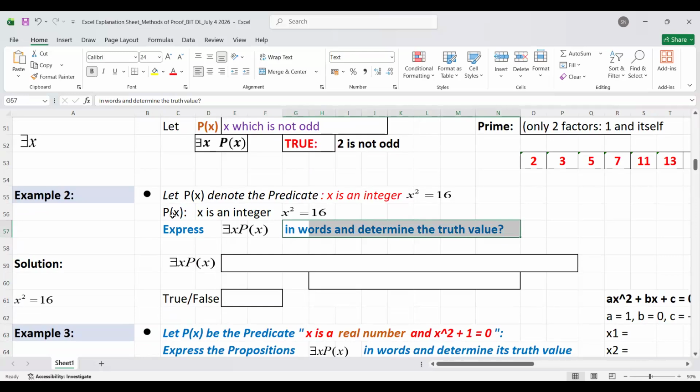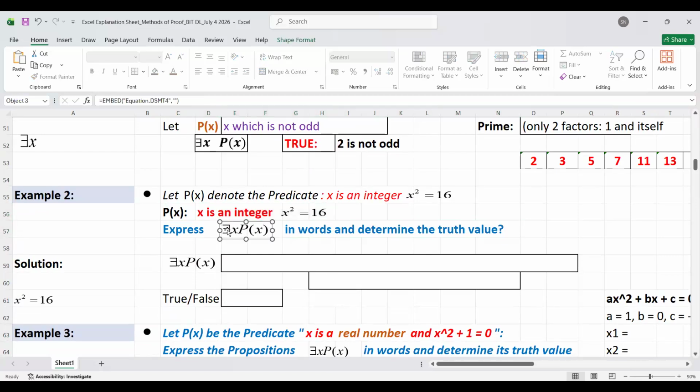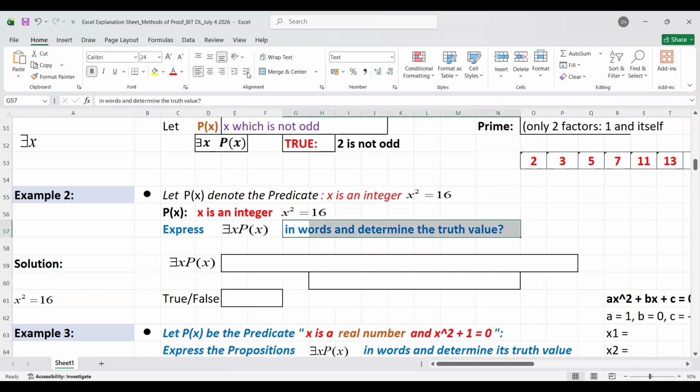Now here, my p of x stands for x is an integer, and x squared is equal to 16. So now, how will you put in words, there exists an x such that p of x? Who can help us? We want this in words. Any volunteer? If you can't, unmute.